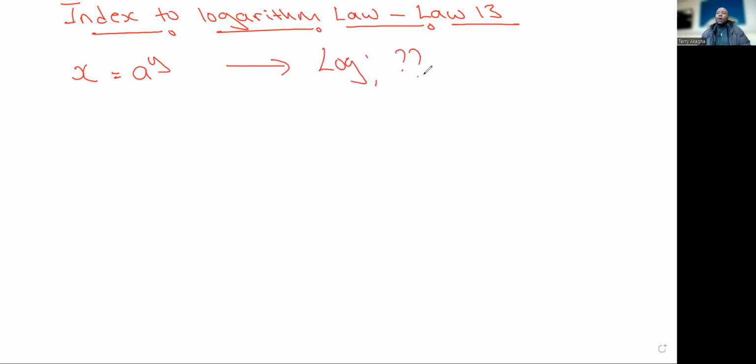Okay, we want to know how you're going to do it. We want to have it so that it can have a base and it's going to also have a value. Is that making sense? So how do you do this? Now, the law states that if x is equal to a raised to the power y, when you're converting it to logarithm, y will be equal to log of x to base a. Okay? y will be equal to log of x to base a.